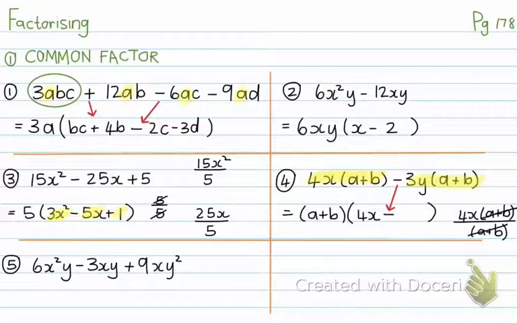And I do the same with the last term. My space is a bit not that much here. Let me just write it here. 3y bracket a plus b is the last term. And I divide it with a common factor that I'm taking out. The brackets will cancel out, and what's going to be left? 3y.